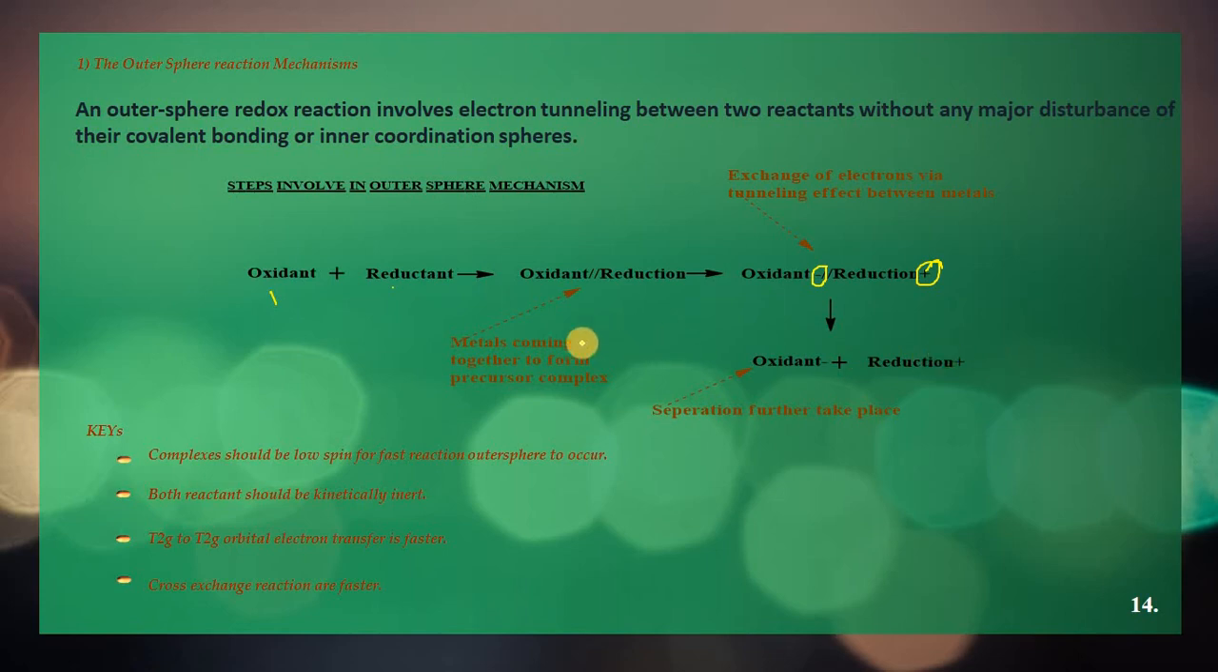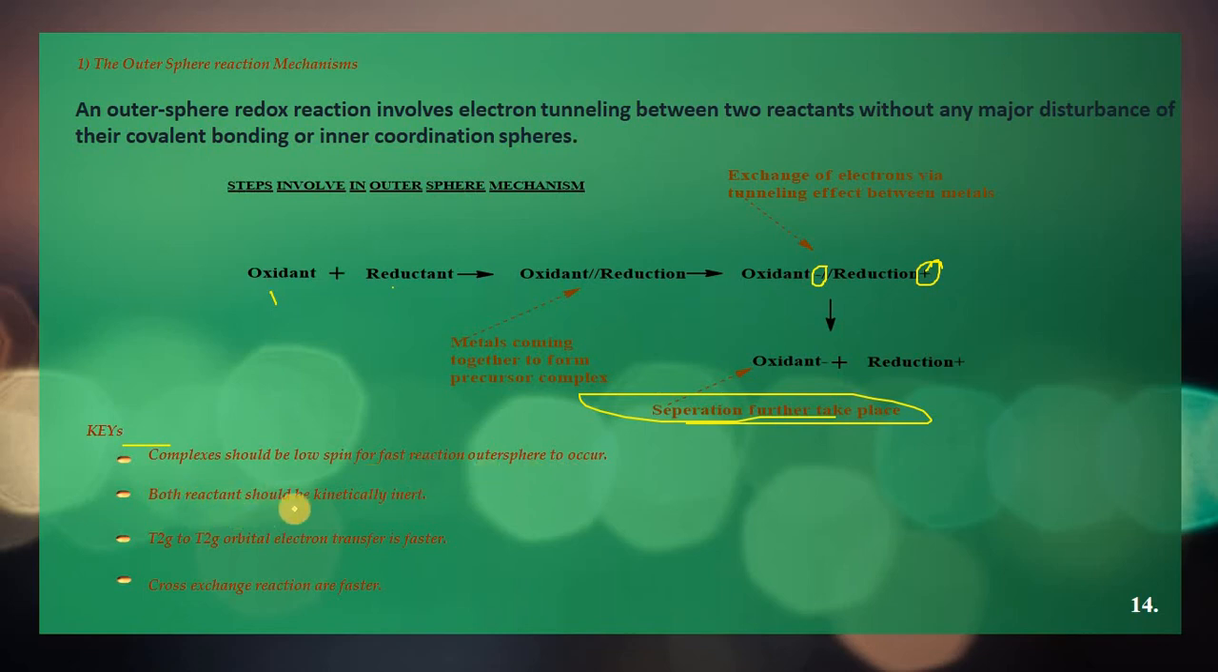So whenever there's this exchange of electron, this is negative, while this is positive. So they tend to exchange electron, and when they exchange electron, it gives rise to what? The oxidant, which is reduced, and the reductant, which is oxidized. So separation further takes place. To the keys, the complex should be in low spin for fast reaction to take place.